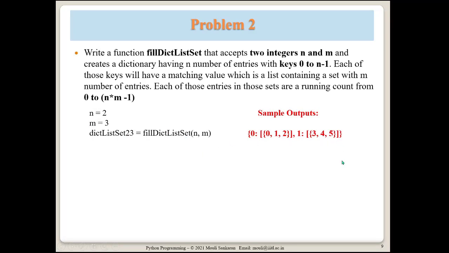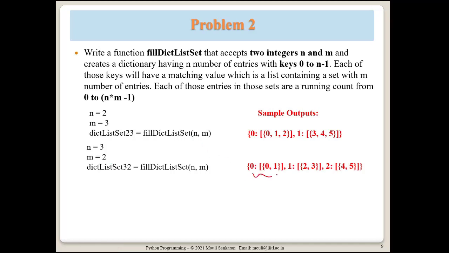It should be like this. If I pass values 2 and 3, I should get a dictionary like this. What if I pass 3 and 2? That means 3 entries should be there in your dictionary, 0, 1 and 2, and each of the values will have a list, and inside that there is a set having 2 values because you said 2, but the numbers are increasing. That's all. This is the third problem, or problem 2, whatever you call it.